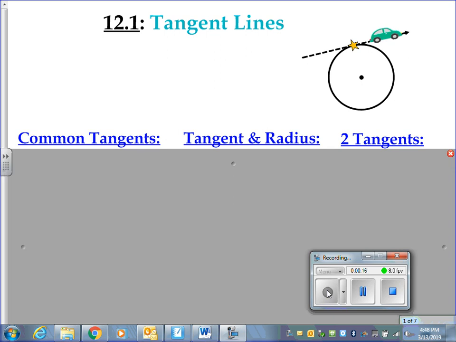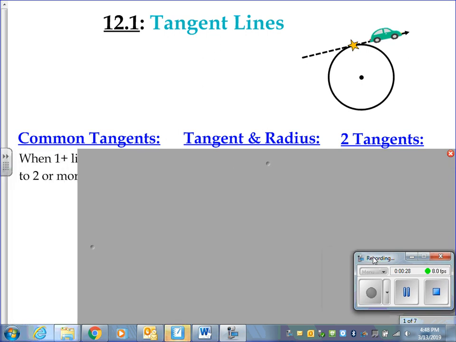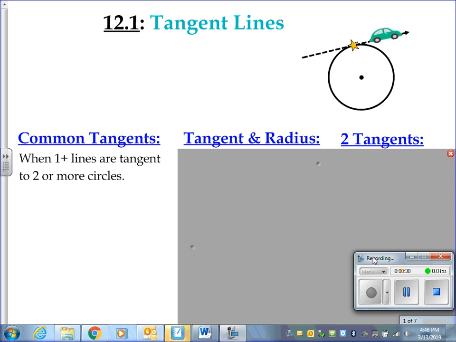So there's three scenarios. We're going to talk about common tangents, tangent and radius, and then two tangents. So I'm going to have you write down a little bit of information for each of these categories. So common tangents are when one or more lines are tangent to two or more circles. So I'm going to have you draw a picture.